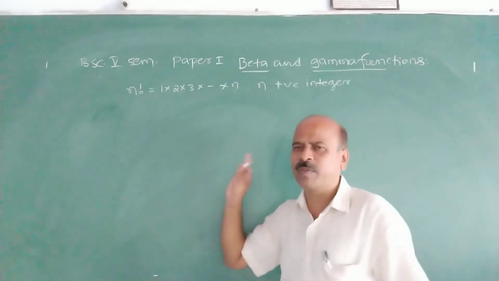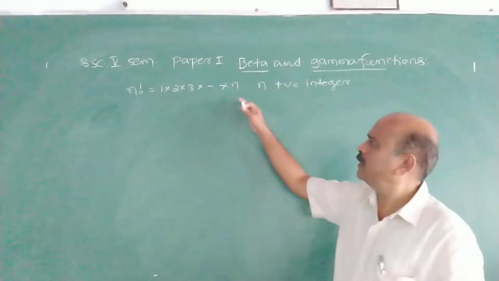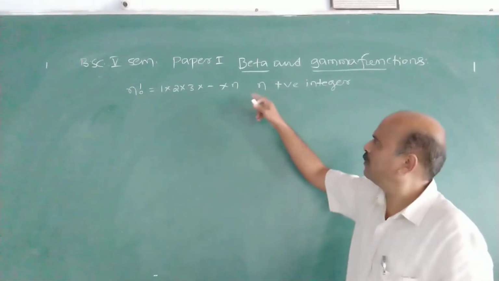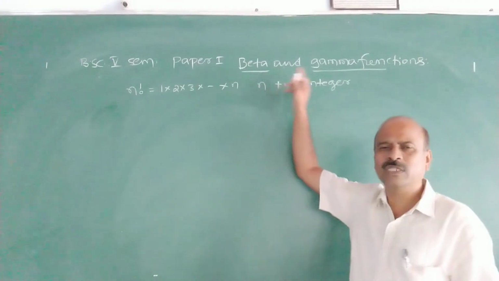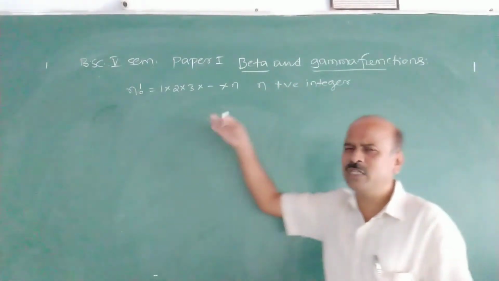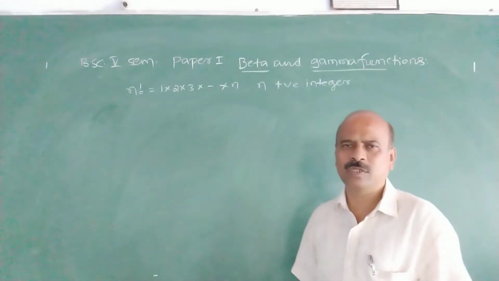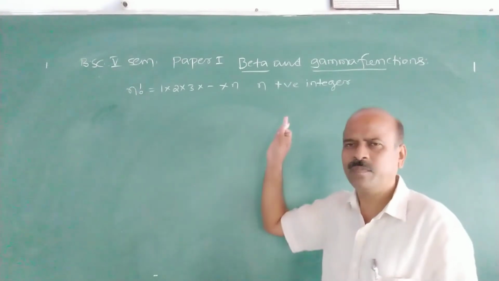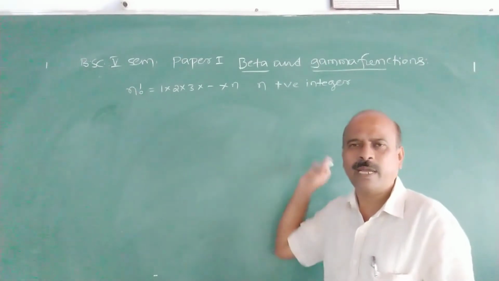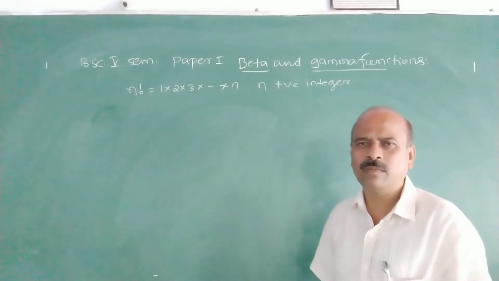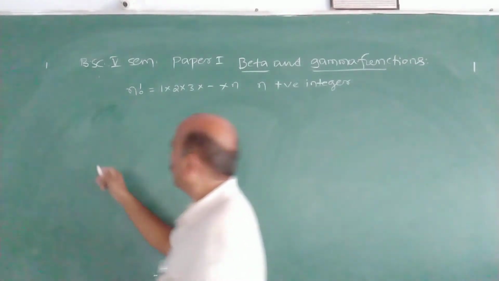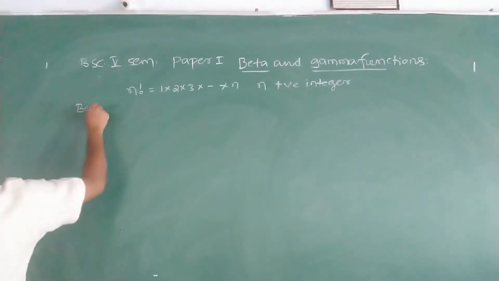Now in this topic I define what the beta function is, what the gamma function is, and the convergence of the beta and gamma functions. The topic is important: the definition of beta function, gamma function, and convergence of both. Now first is the beta function, how it is defined.